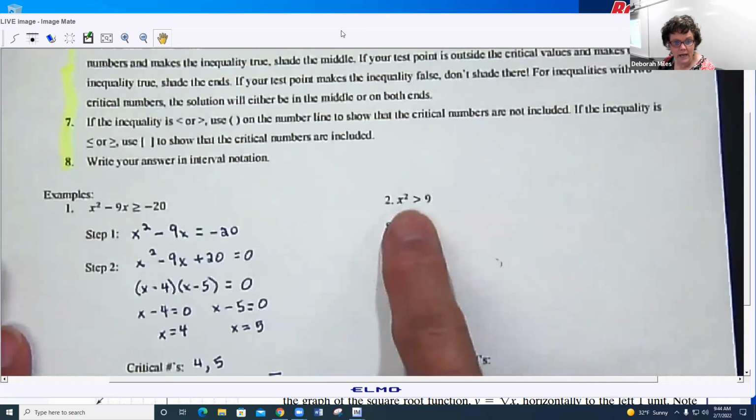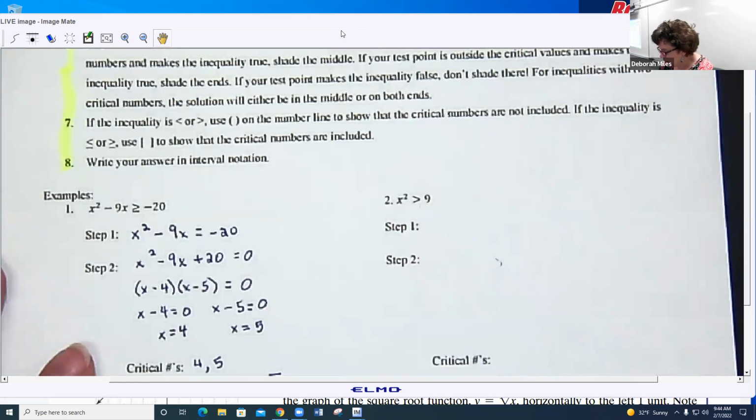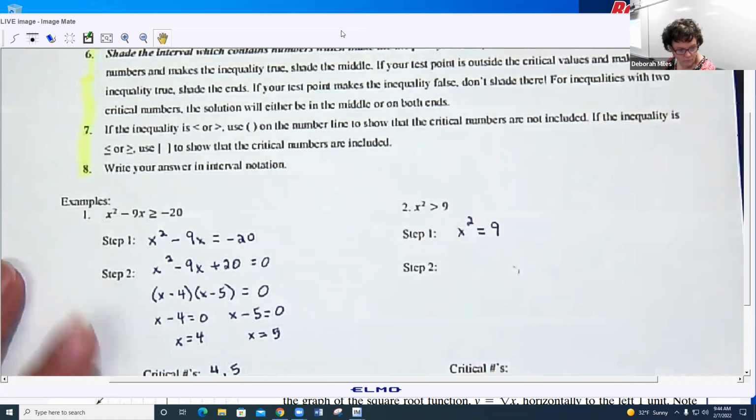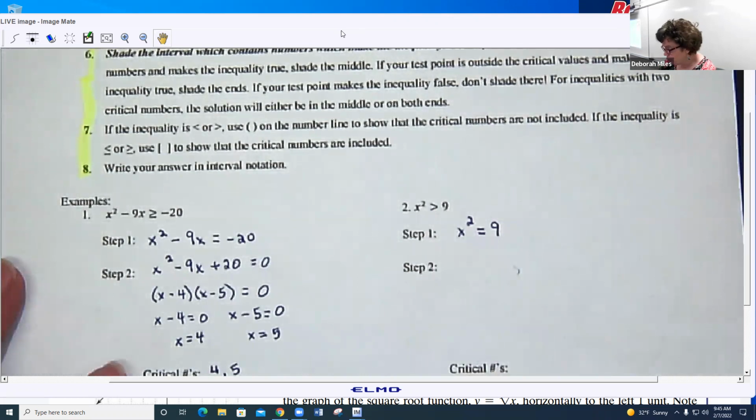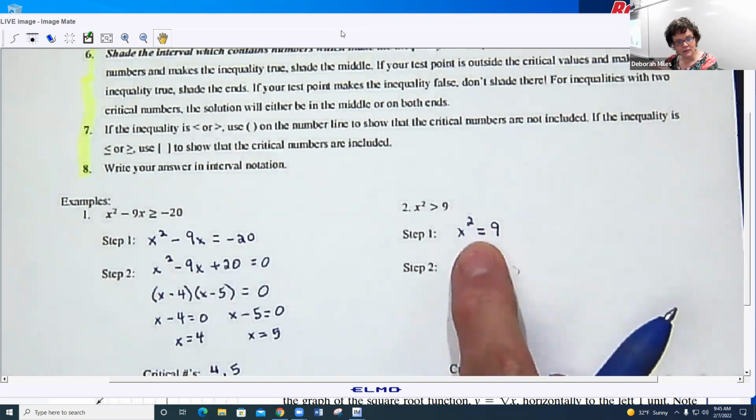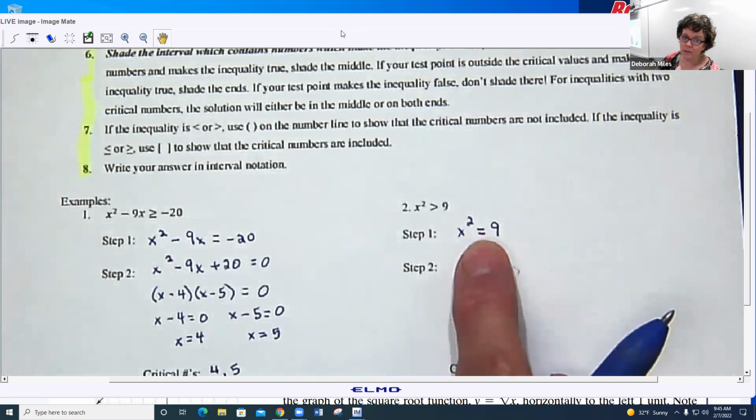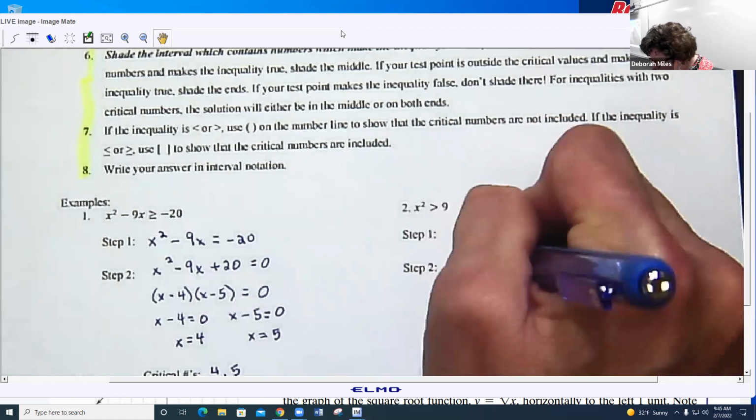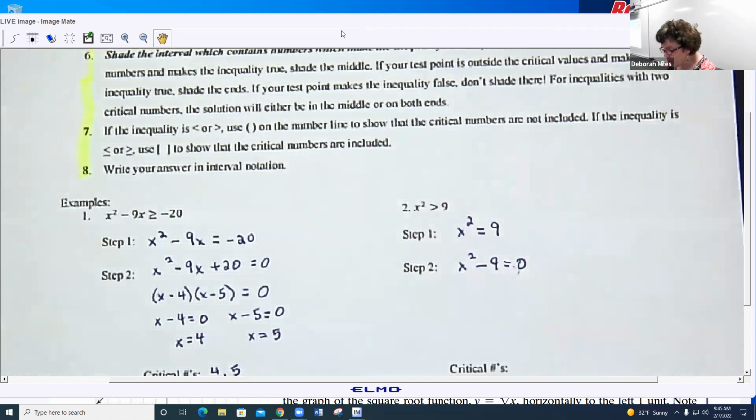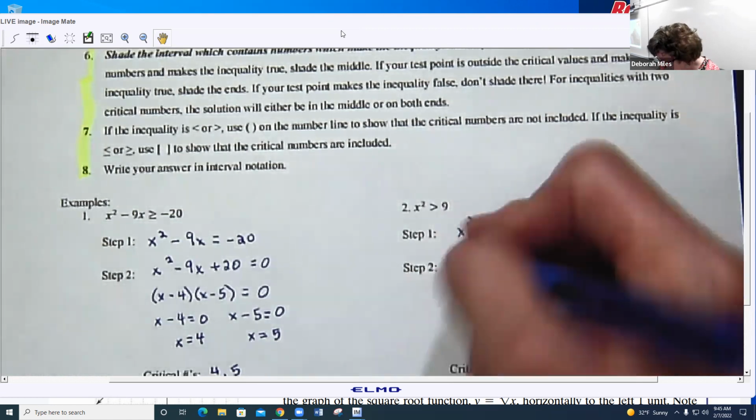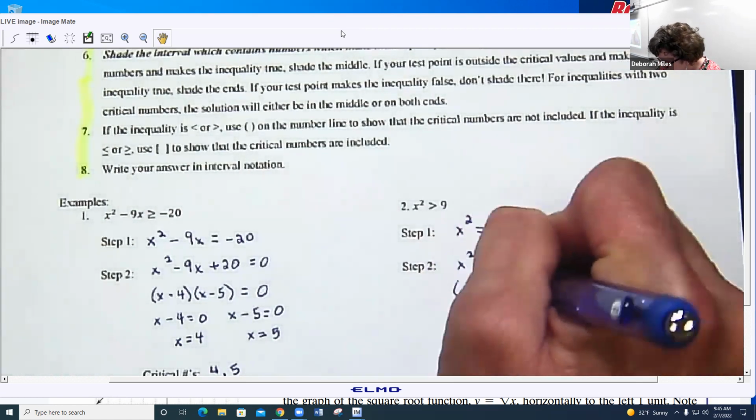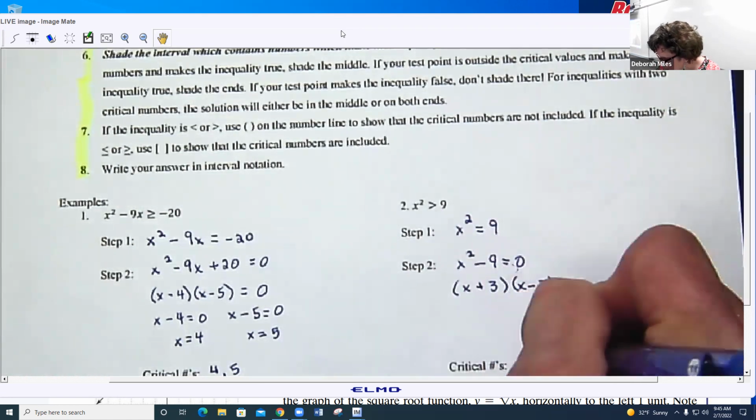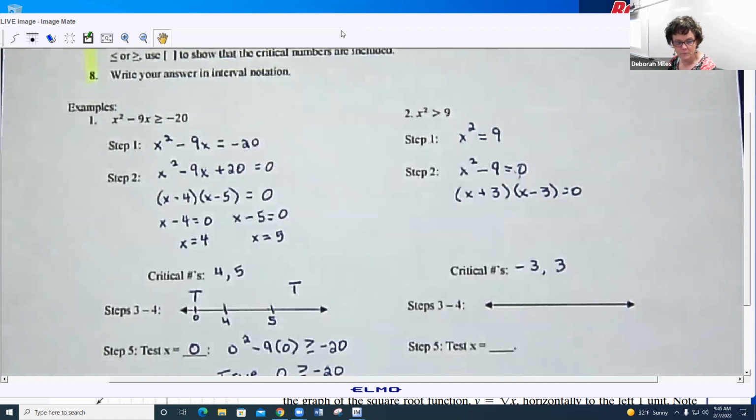All right, let's do one more. x squared is greater than 9. Step 1, change that to an equation. Step 2, solve that equation. I could take the square root of both sides as long as I remembered the plus or minus, that would be fine. Or I could subtract 9 from both sides and solve that by factoring. Either one is perfectly okay. Regardless of which of those two methods I use, I'll get the two critical numbers, -3 and +3.